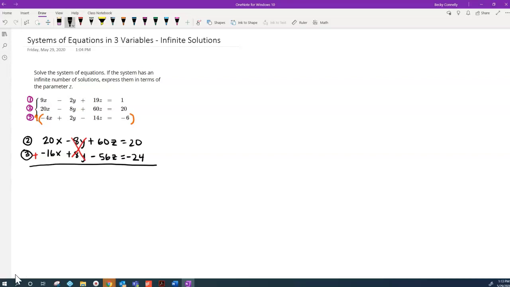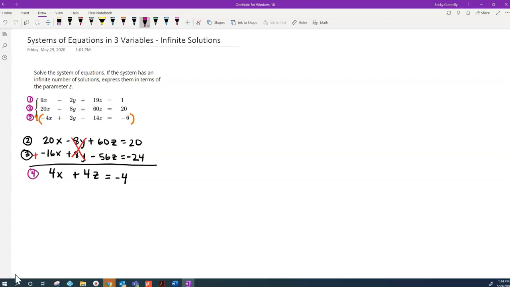Let's add the other parts together now. So 20 minus 16x is going to give me a 4x. 60z minus 56z is going to give me a positive 4z, equals -4. Now I'm going to call this new equation that I just made when I eliminated those and added it together equation number 4. So I've got 1, 2, 3, and now equation 4.